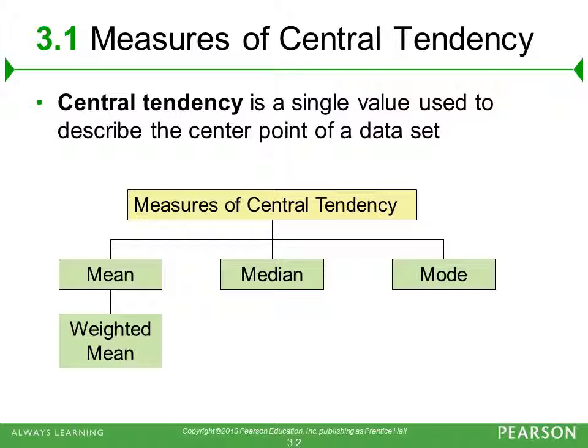The first half of chapter 3 deals with measures of central tendency. As you know, there are two distinct branches of statistics. We talked about those in week 1: descriptive statistics and inferential statistics. Chapter 3 talks about descriptive statistics.